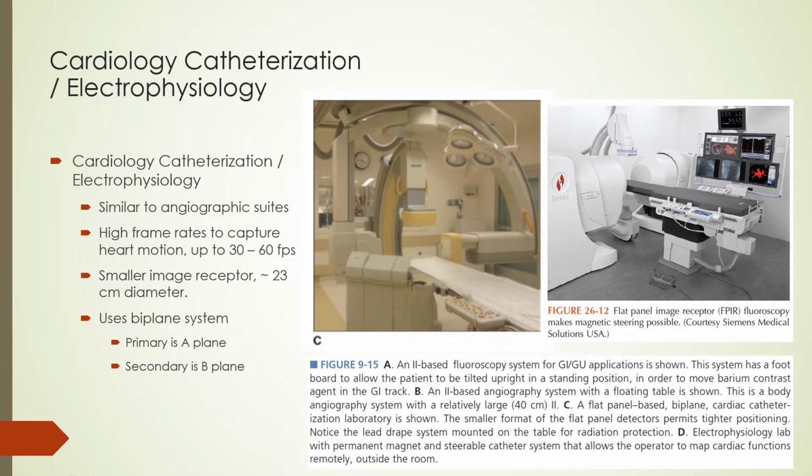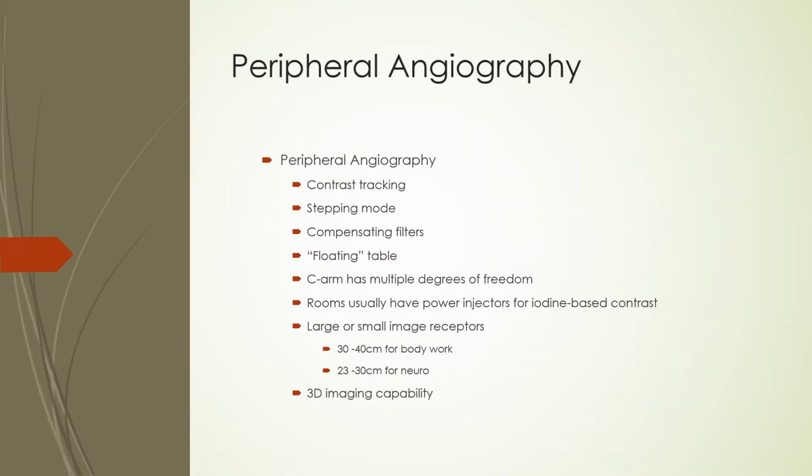The second image shows a magnetic steering system for electrophysiology applications. Notice the flat panel detector is used with this system, so there is no effect on the image like S-shaped distortion because there is no free electron motion as in the II system. Another interventional application is in peripheral angiography. In peripheral runoff imaging, a bolus of contrast is followed as it travels from the injection site into the peripheral vasculature, most often in the legs.